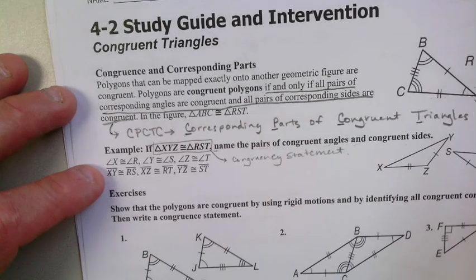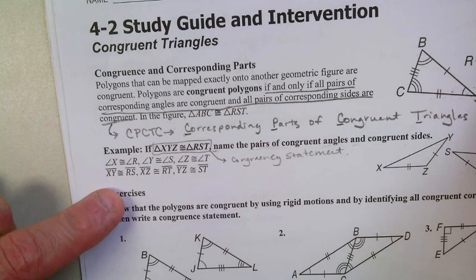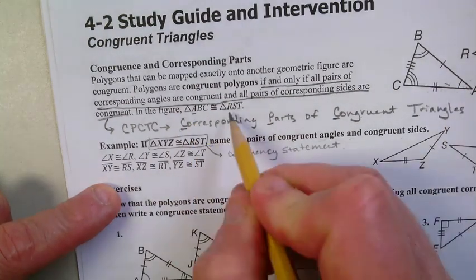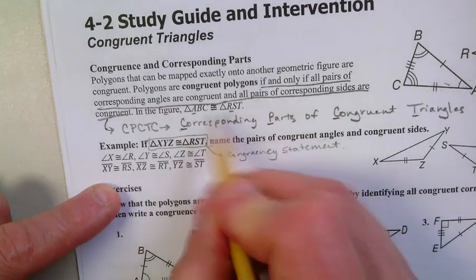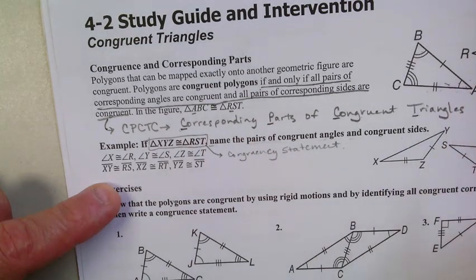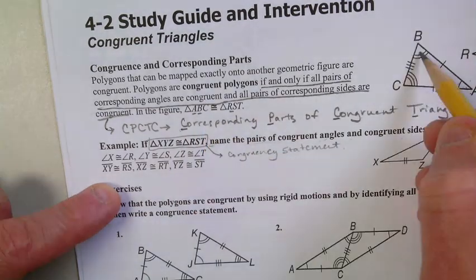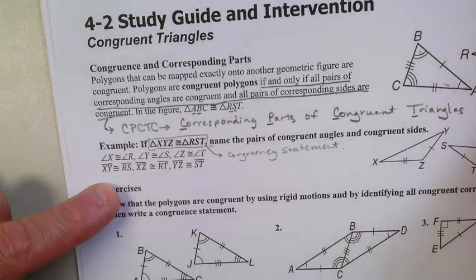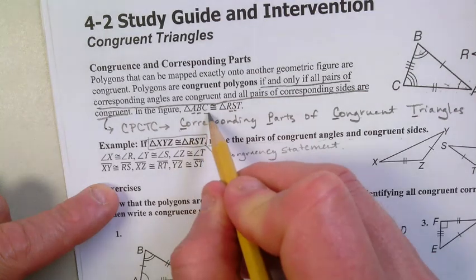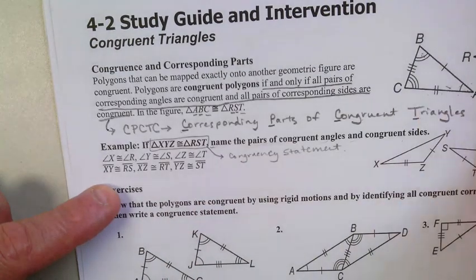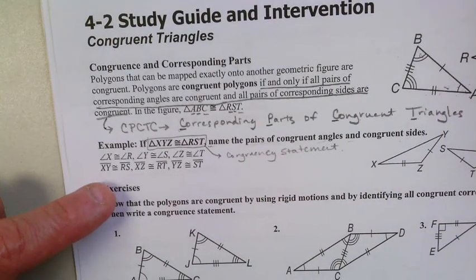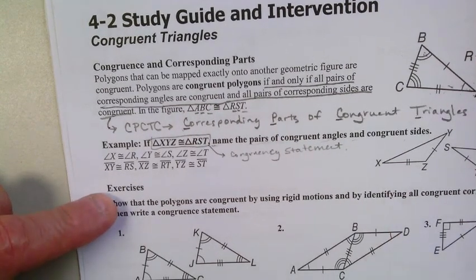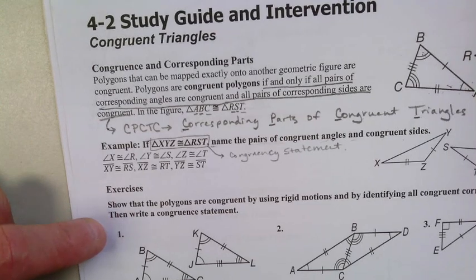For example, I can write a congruency statement with this up here. If you notice, angle A and angle R are the first letters because they correspond. Angle B and angle S correspond, so they would have to be the congruent ones. And then C and T would have to be congruent. So again, you write your congruency statement based on how those angles correspond to each other.